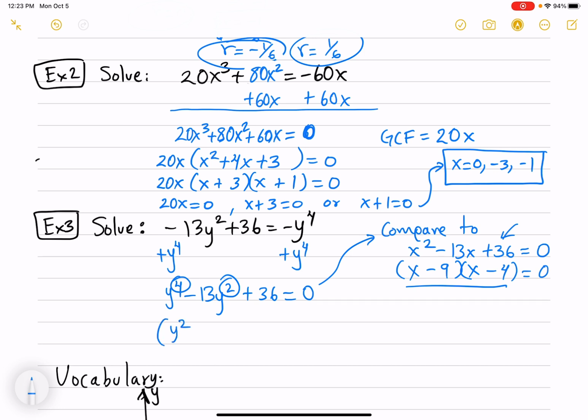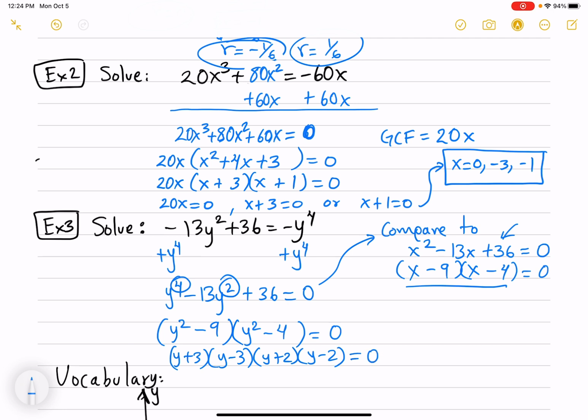It would be y squared times y squared, because they multiply to y to the fourth. And then we need a negative 9 and a negative 4. But please notice that this here is just the difference of two squares. So this is going to factor into y plus 3 times y minus 3, y plus 2 for the second parentheses, and y minus 2.